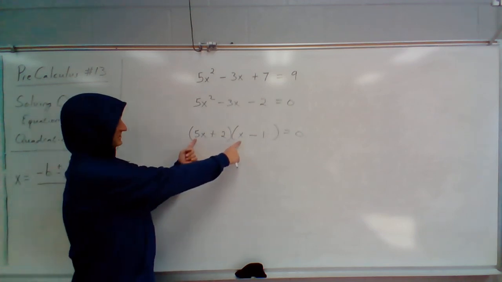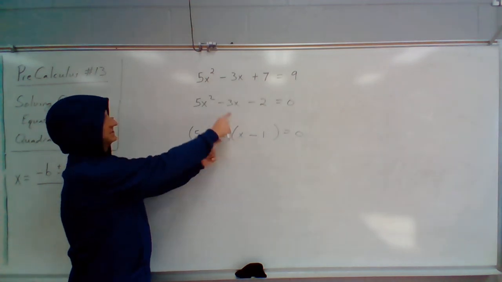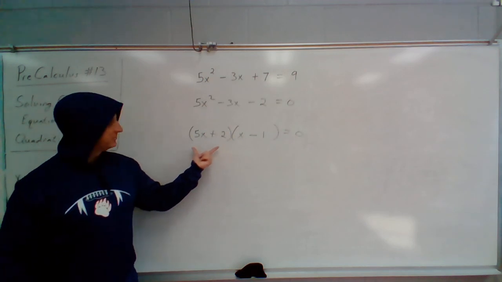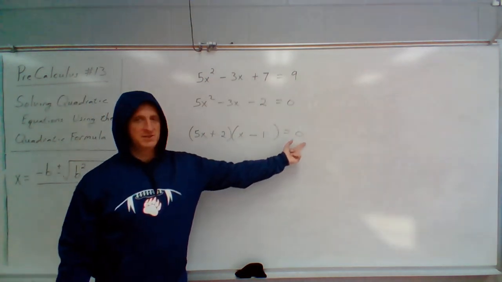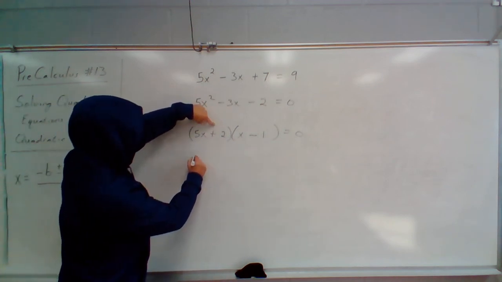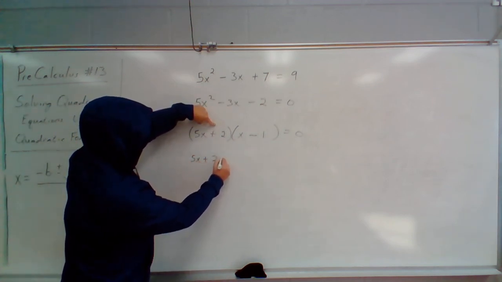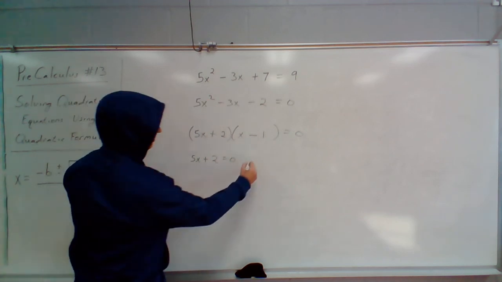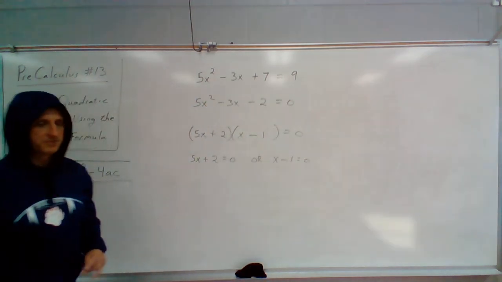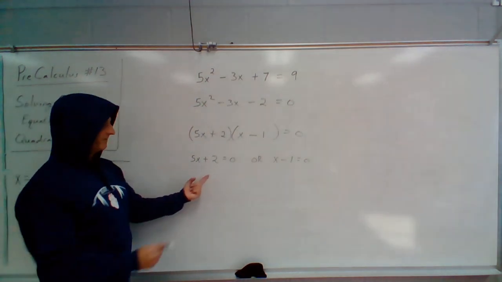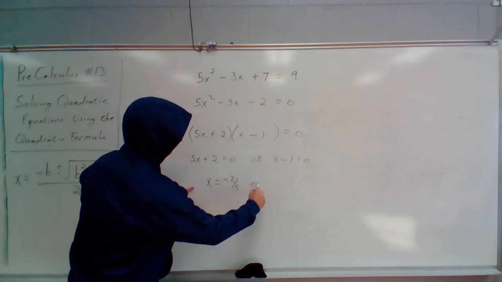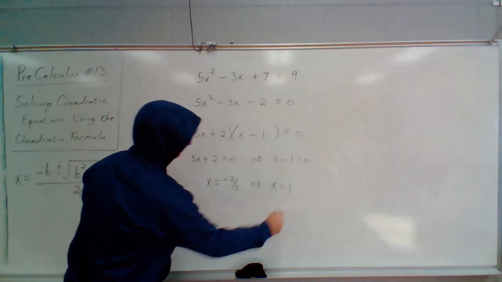All right, so we got 5x squared minus 5x plus 2x, that's -3x, and -2, so we got it factored right. And if I multiply two numbers together and the answer is 0, then either one of these numbers could be 0. So either 5x plus 2 is equal to 0, or x minus 1 is equal to 0. So if I solve this, I get x equals -2/5, or x equals 1.